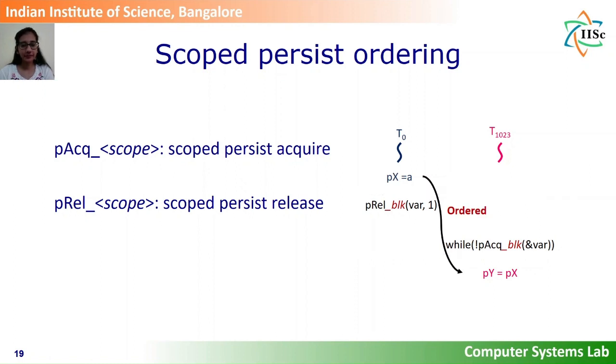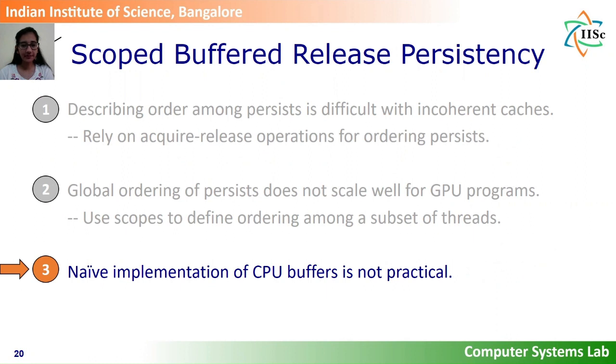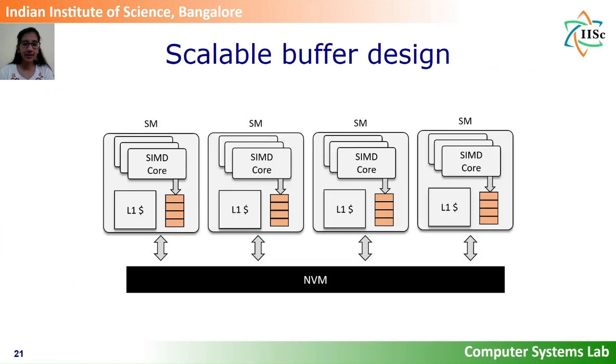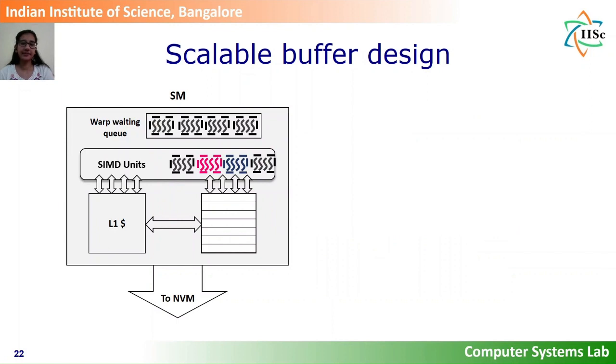We finally propose a novel GPU persist buffer that allows us to bridge the gap between GPU's bandwidth requirements and the bandwidth supported by PMs. We add a persist buffer per SM. Let us now take a deeper look within each SM to see how these unique buffers work. The buffers are closely coupled with the L1 cache.